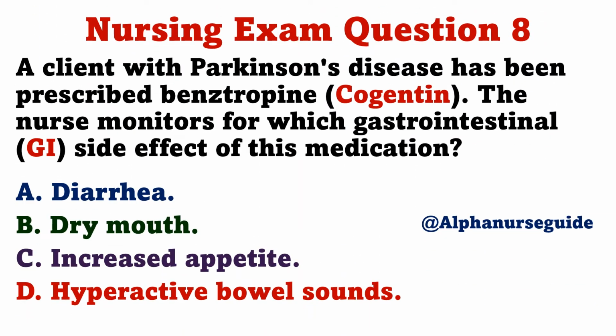Question 8. A client with Parkinson's disease has been prescribed benztropine. The nurse monitors for which gastrointestinal side effect of this medication? A. Diarrhea. B. Dry mouth. C. Increased appetite. D. Hyperactive bowel sounds.